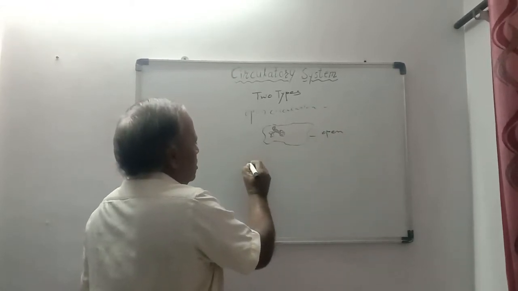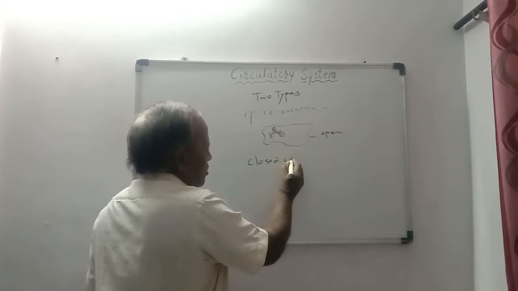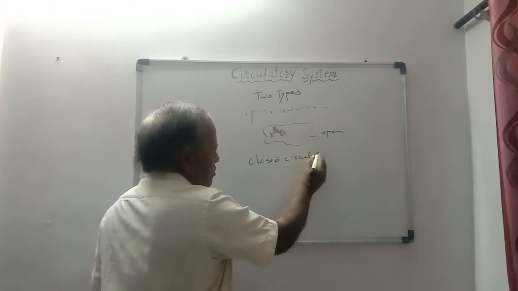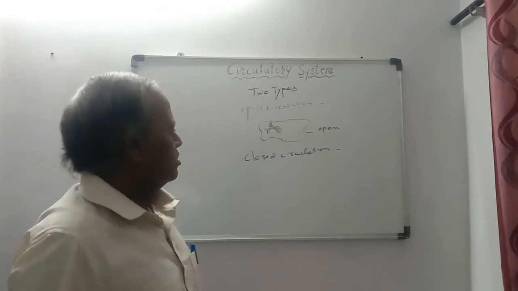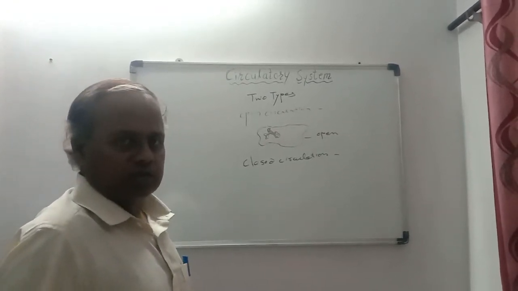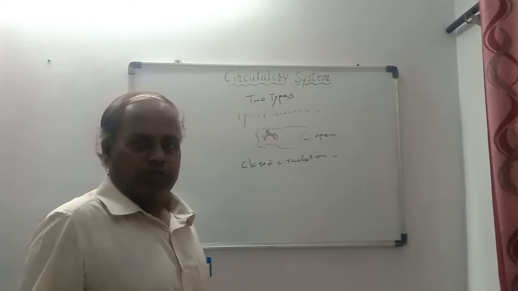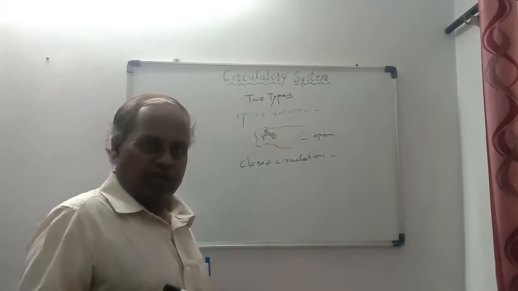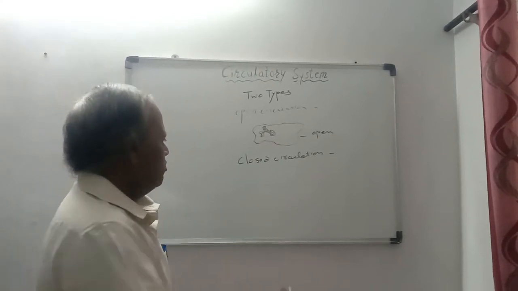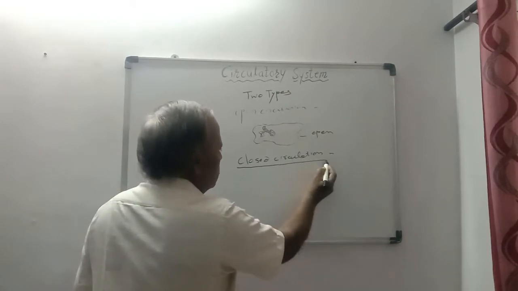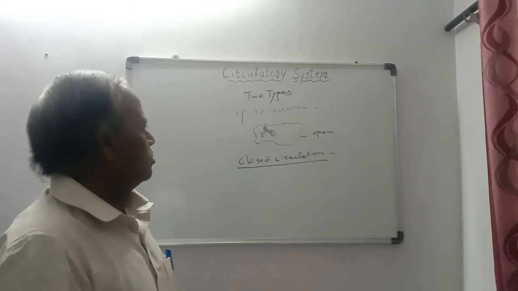But in human, we have closed circulation. So why is it called closed circulation? Because the blood never comes out of arteries, veins and capillaries. The blood is either inside the artery or inside the vein or inside the capillary. It will never come out. So in humans, the type of blood circulation is a closed circulation.